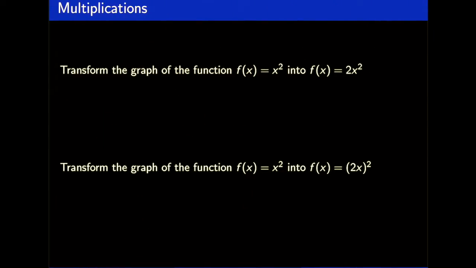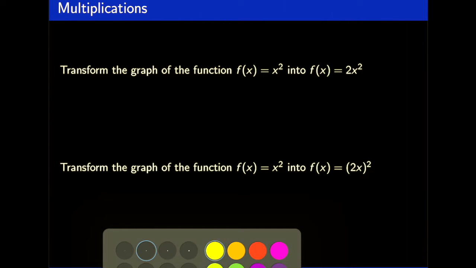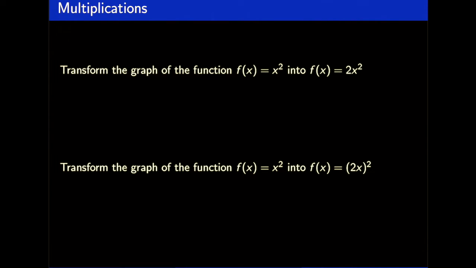Now let's talk about multiplication. What happens when we multiply the output, or we multiply the input? Again, first we're going to talk about the output. For example, if we have a function f(x), then what happens if I multiply the whole entire function by a constant c?